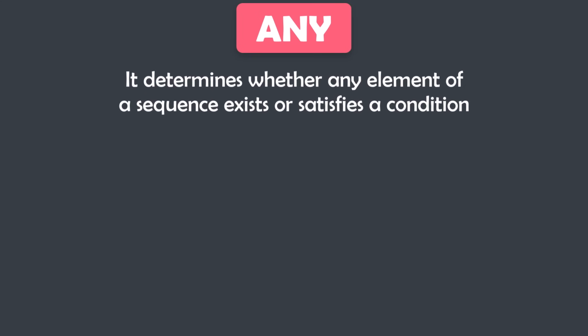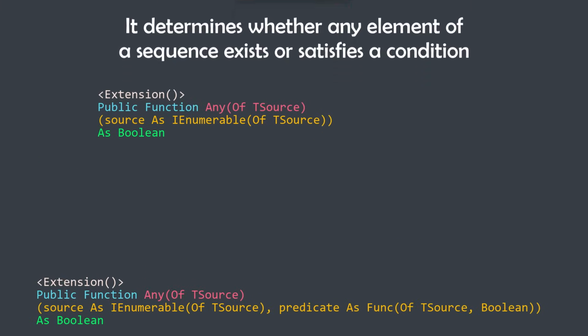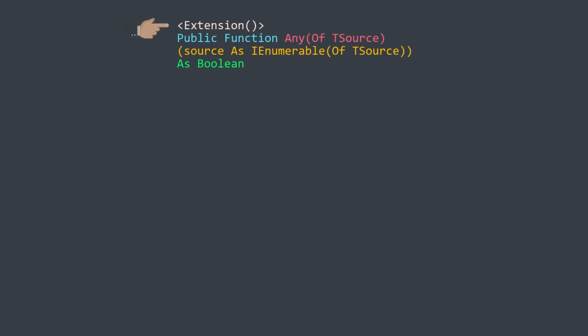For this method we have the following two overloads. Let's understand how is the structure of these overloads. I will start with the first one. First thing we can see, that this method is an extension method.